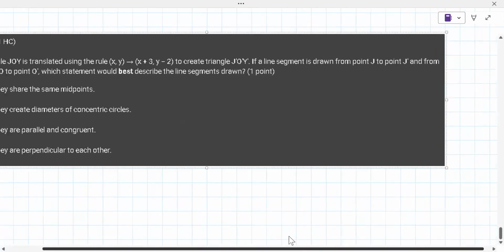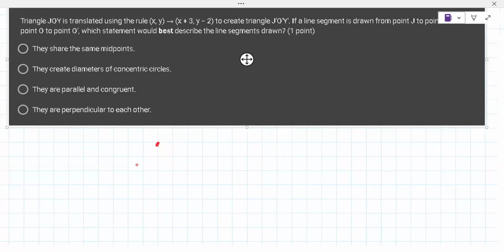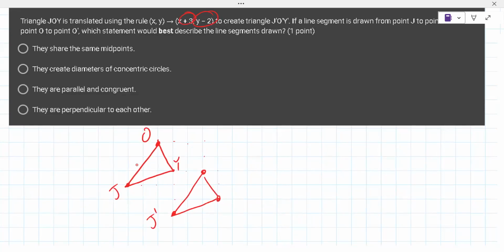And I think what I did here is I made a small triangle, just graphed one, and then we did the transformations. We did plus 3 on the x, so right 3, and then down 2 on the y. 1, 2, 3, down 2. 1, 2, 3, down 2. And then we said, okay, well, that was J, O, Y. So that's J prime, O prime, Y prime, like that.